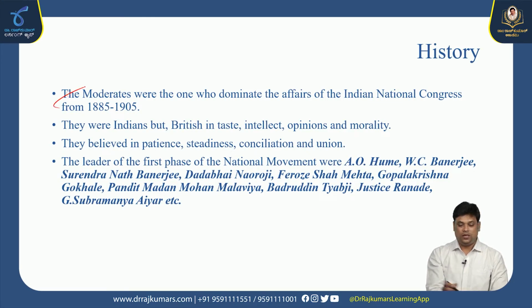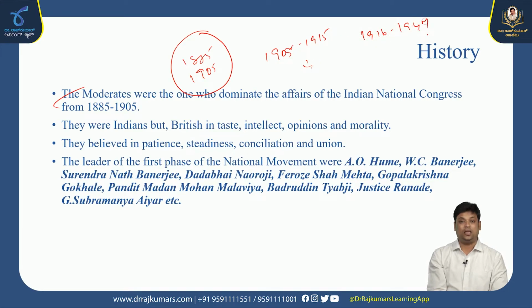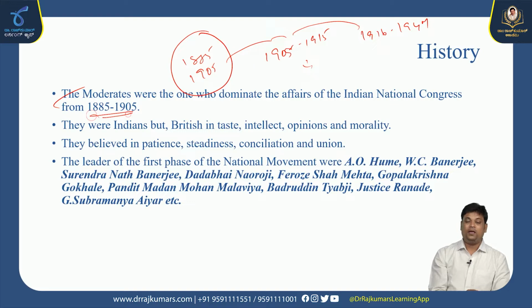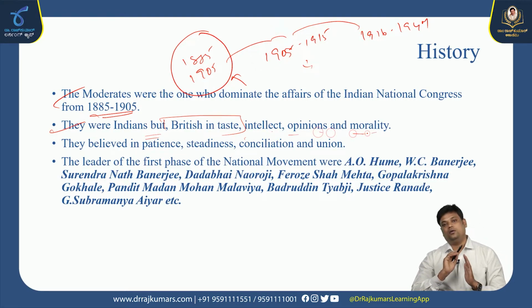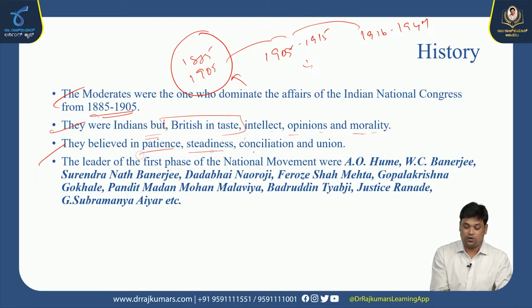Now the moderates. The Indian national movement is categorized into three parts: 1885 to 1905, popularly known as the moderate phase; 1905 to 1915, popularly known as the extremist phase; and 1916 to 1947, popularly known as the Gandhian era. These are the three stages of our Indian national movement. From 1885 to 1905, the affairs of the Indian National Congress were dominated by the moderates. They were Indians but British in taste, intellect, opinion and morality. They were loyal towards the British and had great trust in the sense of British justice. They believed in patience, steadiness, conciliation and union.